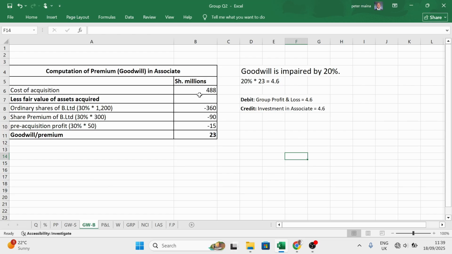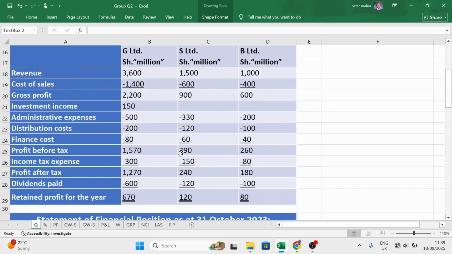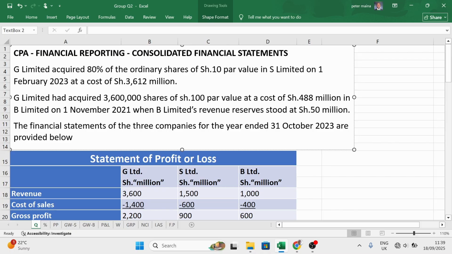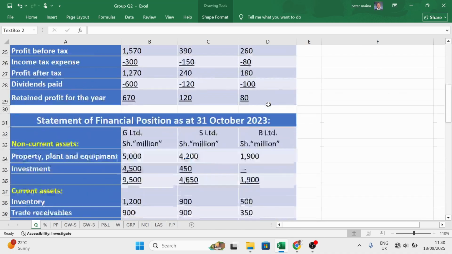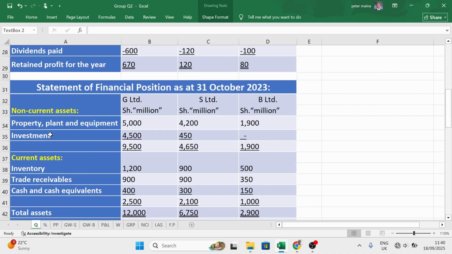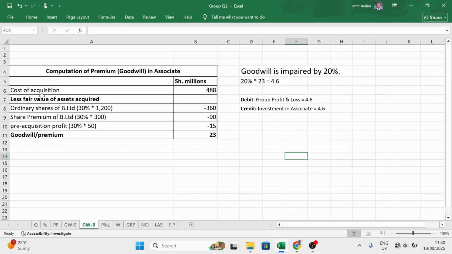So take the cost of acquisition. Cost of acquisition 488. Back in the question, that is what we were given in the question. G Limited had acquired 3.6 million shares of 100 shillings par value at a cost of 488. This figure, 488, has also been included in this figure, 4.5, which is the investment as recorded by the parent before consolidation is done. So take the cost of acquisition, 488, less fair value of assets acquired.